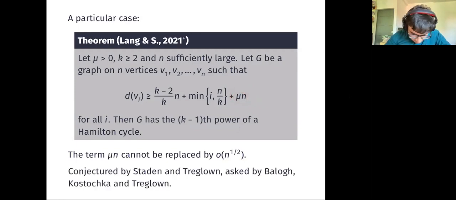And let me just say that this answers a conjecture. This was conjectured by Strenghten and Treglund and asked by Balog, Kostochka, Treglund. This is a particular case of a Posa-type condition for powers of Hamilton cycles.